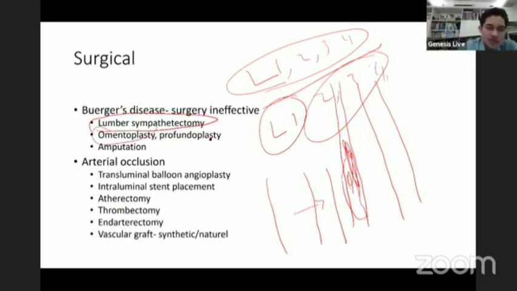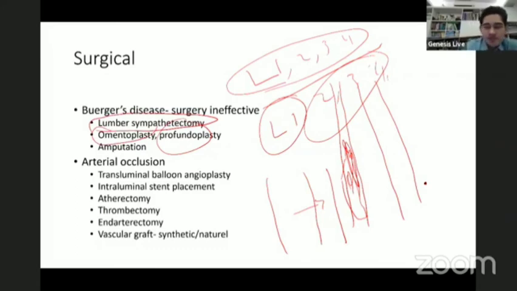Omentoplasty, profundoplasty. I haven't seen those surgeries, but they are written in the books. Have a look at this. In omentoplasty, the greater omentum is brought down into the leg. Somehow it increases the vascularity, but I have never seen this surgery. Profundoplasty, probably they are doing this. Profundoplasty is something where the profunda femoris artery is increased in size.